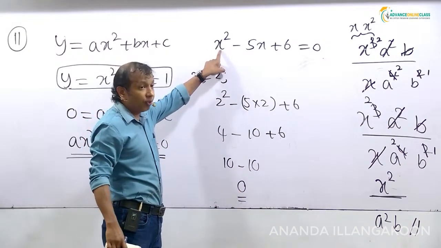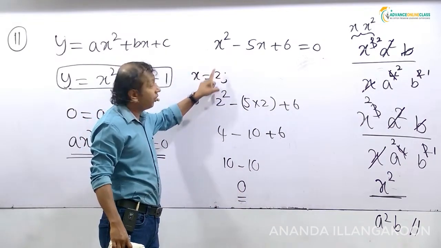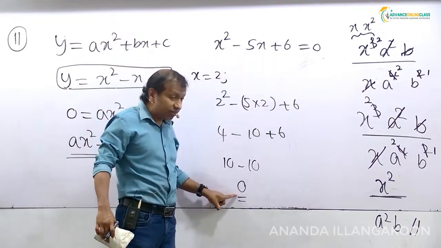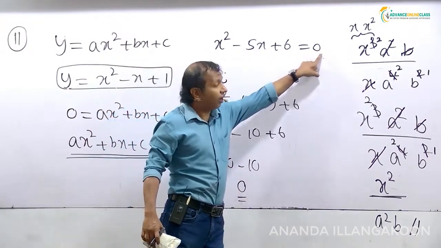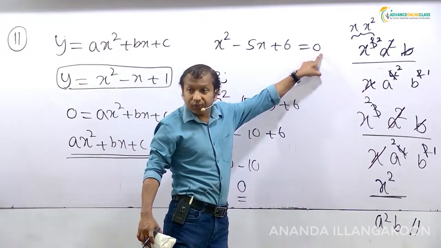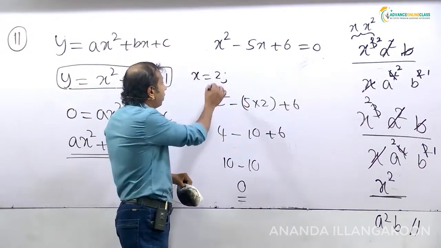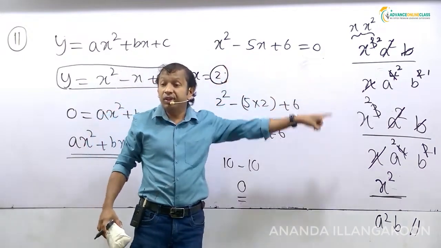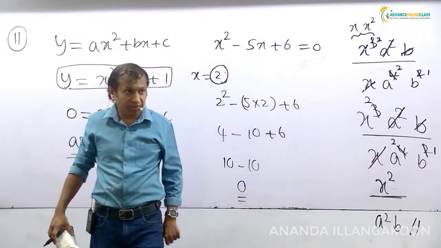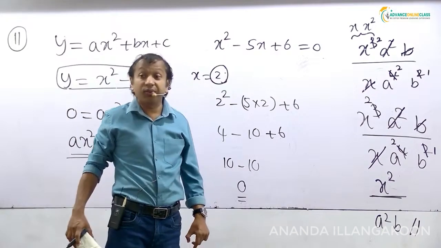When I substitute the value 2 for x, this expression on the left hand side takes 0. That means the left hand side is equal to the right hand side 0. On that occasion, this x equals 2 is called the solution of this quadratic equation. Solution. Understand? Or sometimes it is called a root.